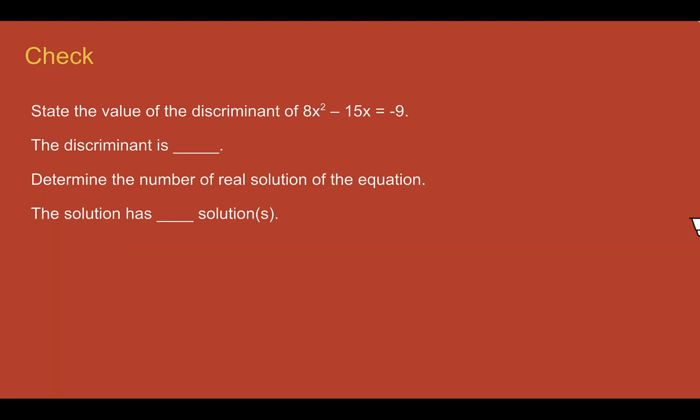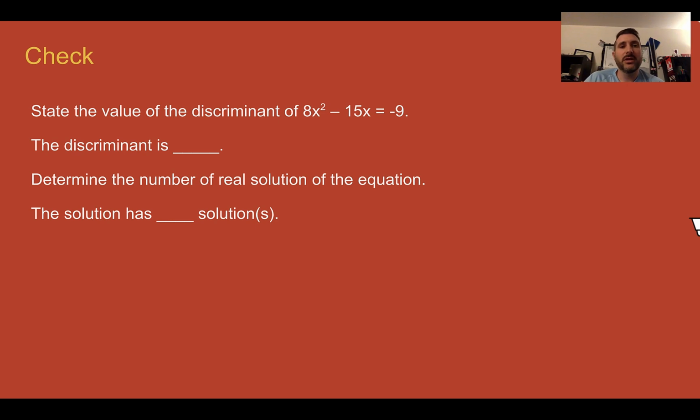Check your understanding. Find the value of the discriminant of the equation shown, and then use that to determine the number of solutions. Pause the video now and complete the check. Check your answer. You should have said the discriminant is negative 63, meaning it has 0 or no solutions. A is 8. B is negative 15. C, when we bring it to the other side, would be positive 9.